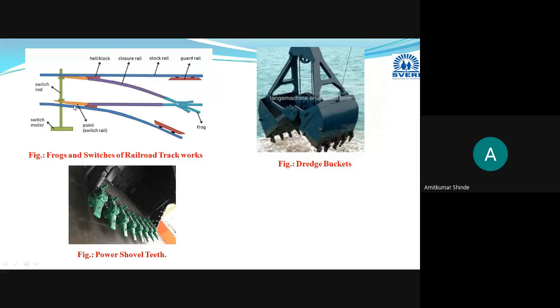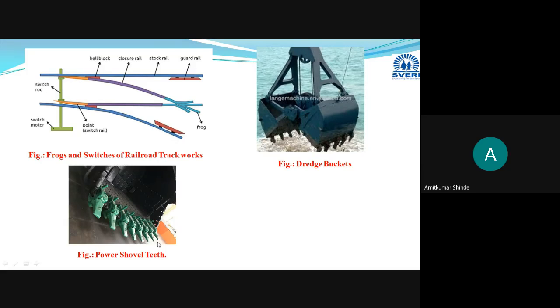Okay, very easy to remember. You can remember the railway track: the switch and the frog are manufactured from Hadfield steel or manganese steel. Then the dredge bucket, which is present in different excavator machines like JCB, or different poclain machines, chain poclain machines. For that, different kinds of buckets are there. These dredge buckets are manufactured with the help of Hadfield steel only. Then the power shovel teeth are also manufactured with the help of this Hadfield steel.